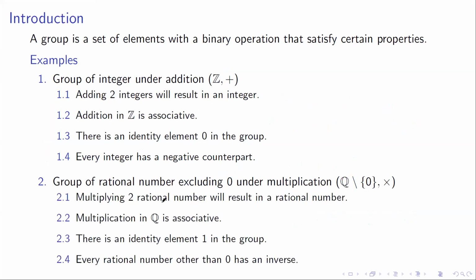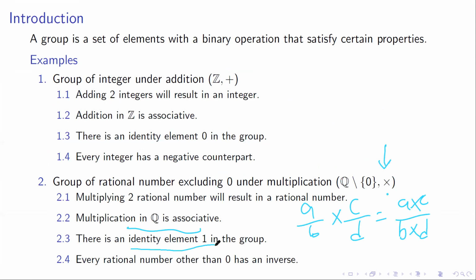Multiplying 2 rational numbers will result in another rational number, as we all know, right? For example, if I have a rational number a/b and I multiply it by another number c/d, I will get ac/bd. Note that I'm using the multiplication operation here. Multiplication is also associative, and there's an identity element 1. If you take 1 multiplied by any rational number, you always get back the initial number that you take.